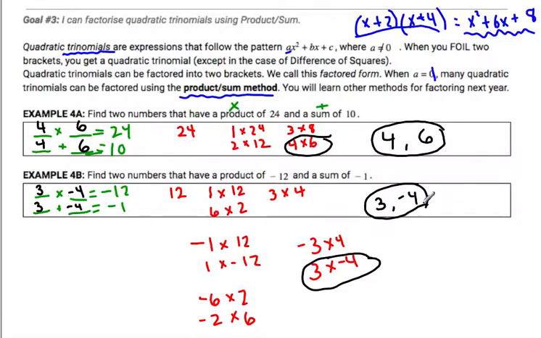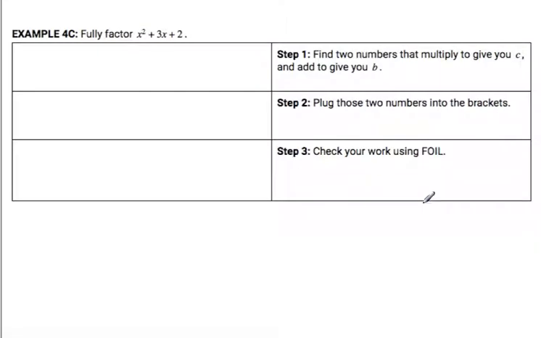This is an important skill for our next step. So if I want to fully factor this quadratic trinomial, x squared plus 3x plus 2, step 1 says find two numbers that multiply to give you c and add to give you b. It's important to remember here that c is our constant term. Constant terms are terms that don't have variables, they're just numbers by themselves. So c here is 2.